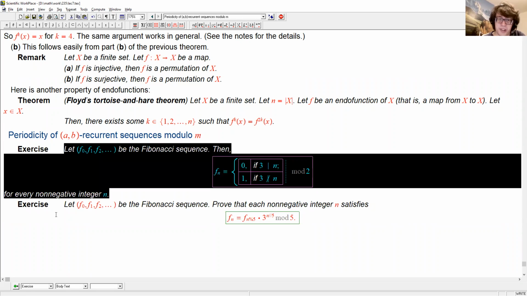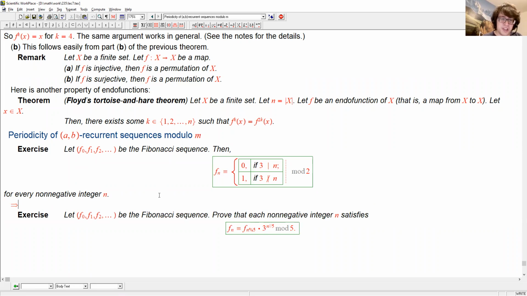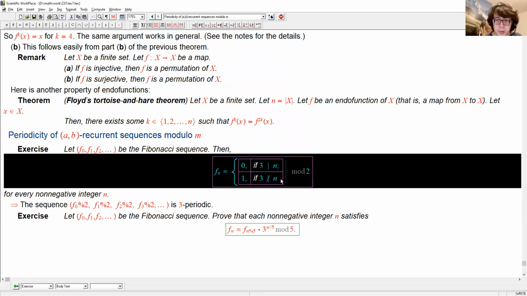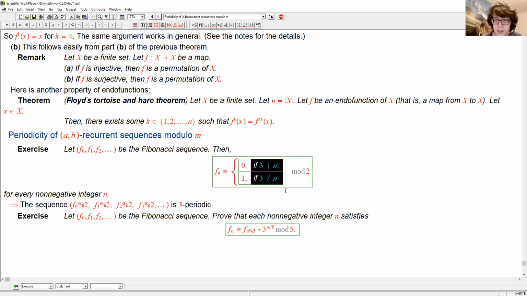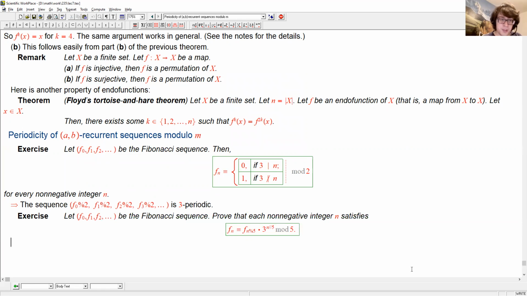This was an example and this was a homework exercise. So this example said that essentially the sequence of remainders modulo 2 of the Fibonacci numbers is 3 periodic. The remainder modulo 2 depends only on the divisibility of n by 3, so it repeats itself every 3 values. This exercise, this is the homework one.